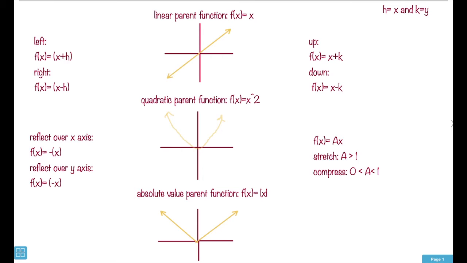And also, if you see x minus a number outside of parentheses, then it will go down that many places. To determine if the line reflects over the x or y axis, it all depends on whether the negative sign is in or outside the parentheses. If the sign is inside, then it reflects over the y-axis. If it is outside, it reflects over the x.